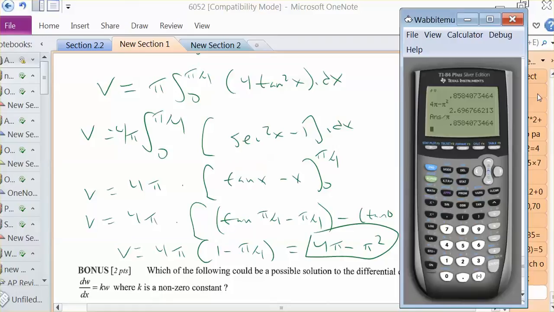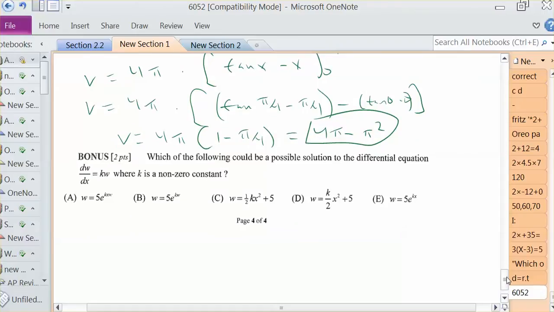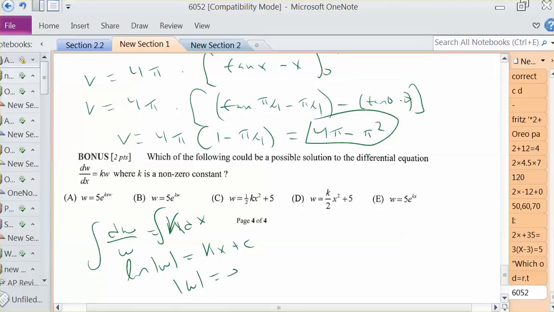Okay. Then the extra credit. Actually, extra credit went really well for you guys. Do a little separation here. dw over w equals k dx. Integrate: natural log of w, sorry, equals kx plus c. So w is going to be e to the kx plus c, which can be expressed in that manner. So that's just going to be a constant.